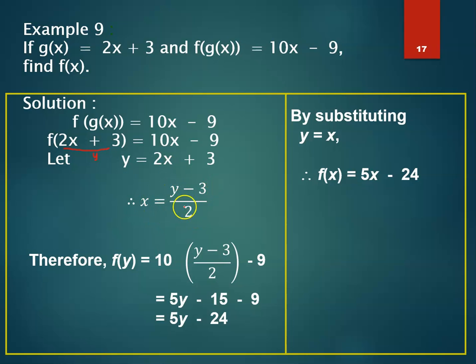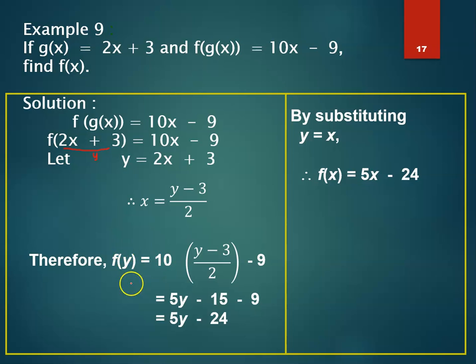Bila kita dah susun, you get this one: x equal to (y minus 3) divided by 2. So why do I need this? Is that, therefore, so I have it like this.